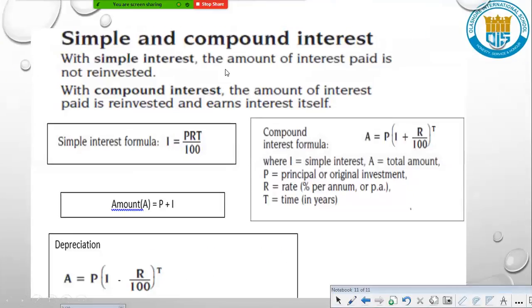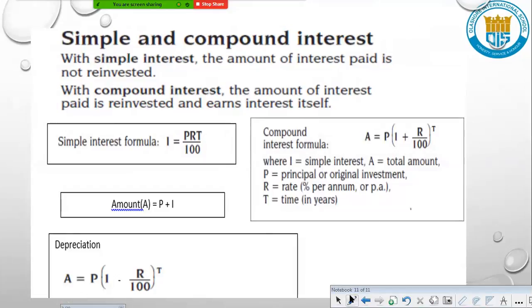Okay, so simple and compound interest. With simple interest, the amount of interest paid is not reinvested. With compound interest, the amount of interest paid is reinvested and hence earns interest itself.